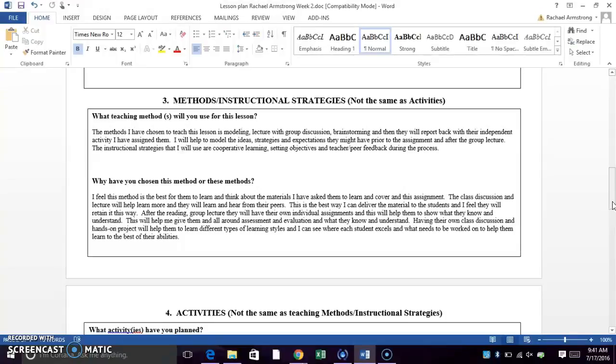I will help to model the ideas, strategies, and expectations they might have prior to the assignment, before it starts, and after the group lecture. The instructional strategies that I use are cooperative learning, setting objectives, and teacher-peer feedback during the process. Why have I chosen this method or these methods?